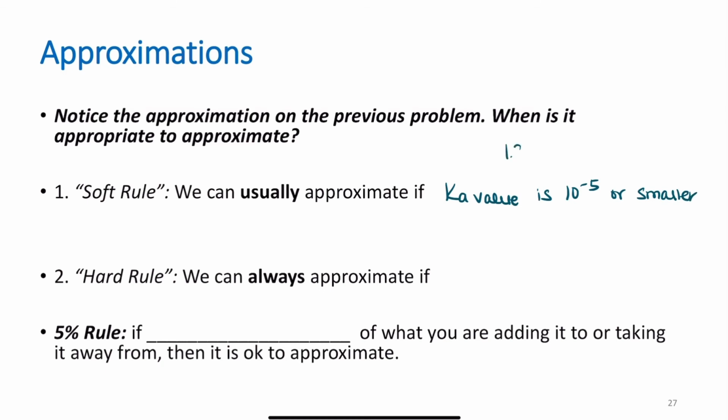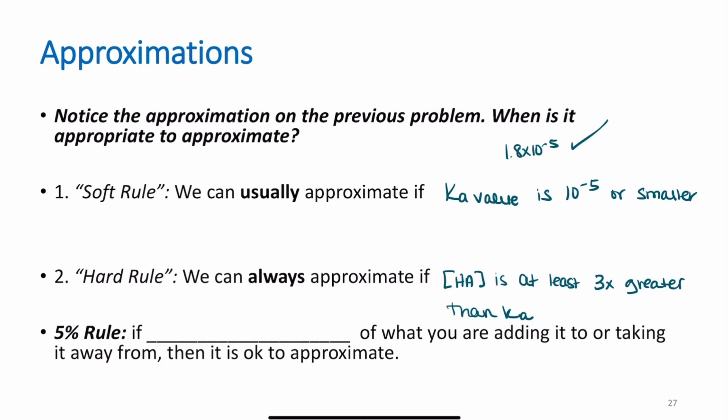So if you have something like 1.8 times 10 to the minus fifth, you're good to go. It's a soft rule. It's not always accurate. The hard rule: we can always approximate if the concentration of acid is at least 3 times greater than the Ka value. That always holds true. If your acid concentration is at least 3 times that of your Ka, you can approximate.